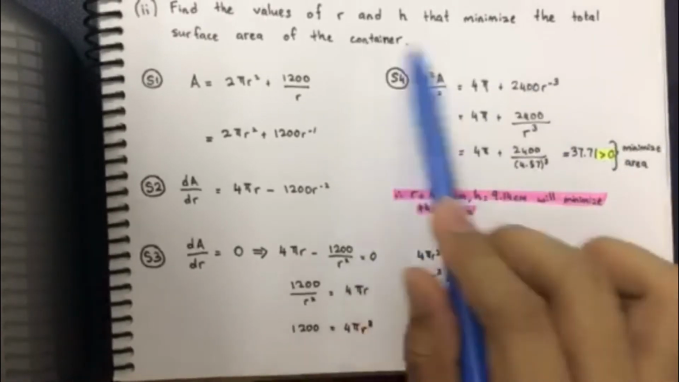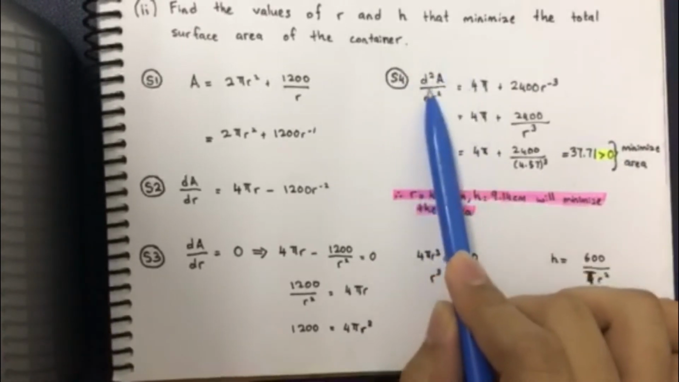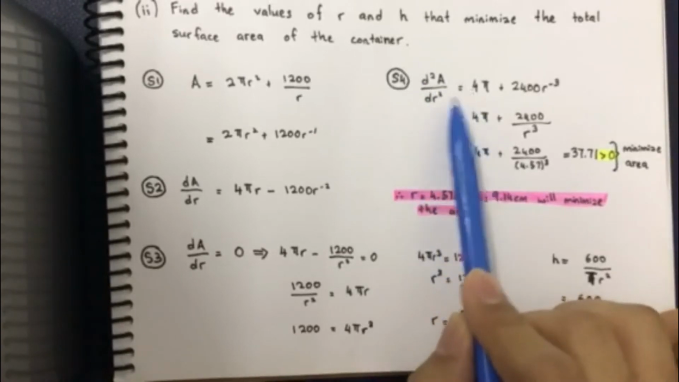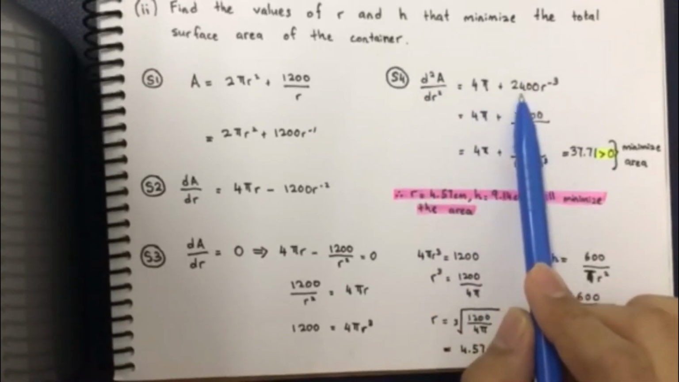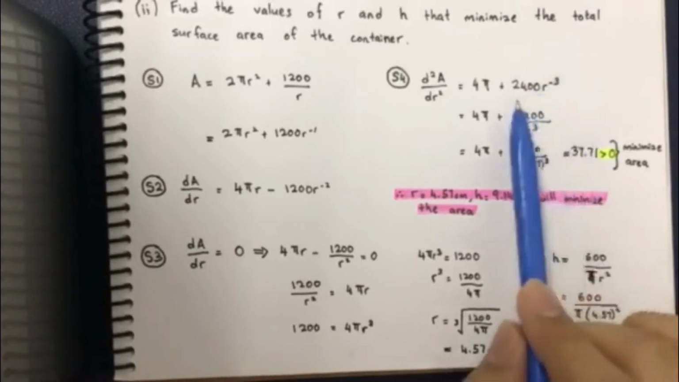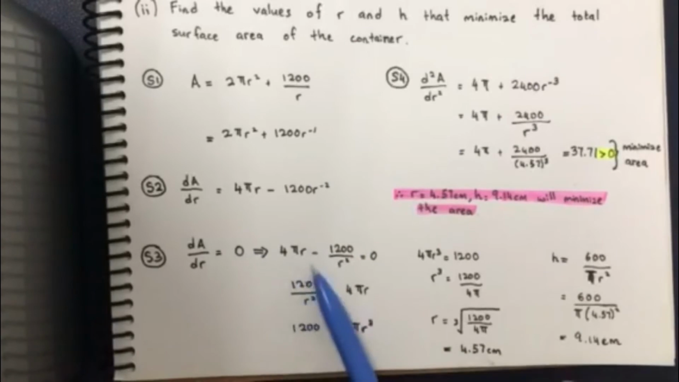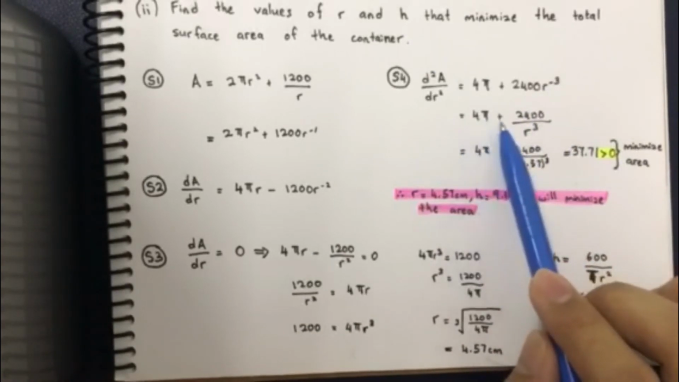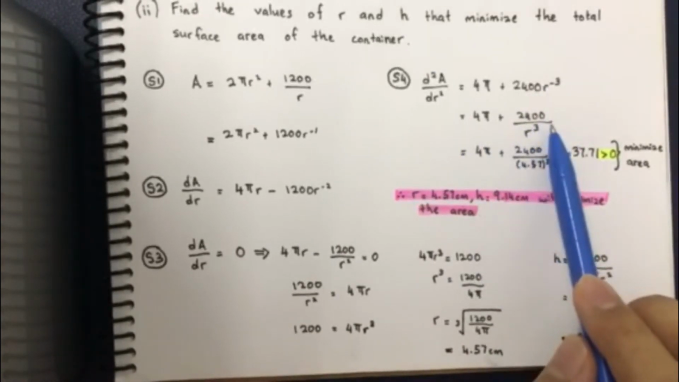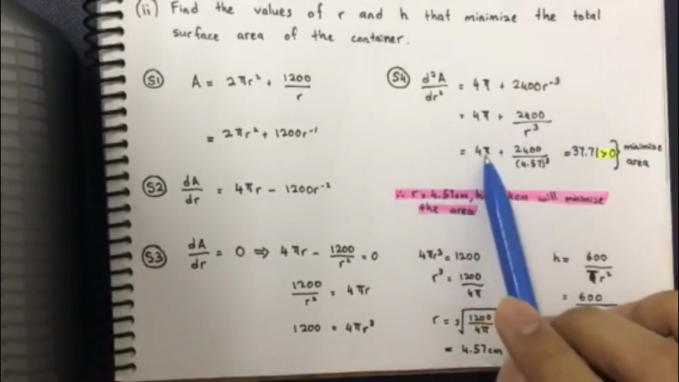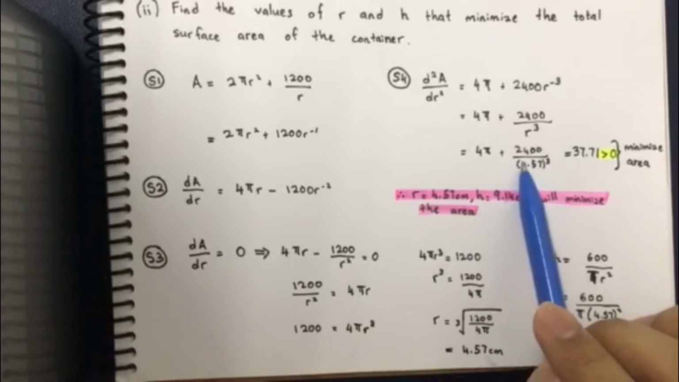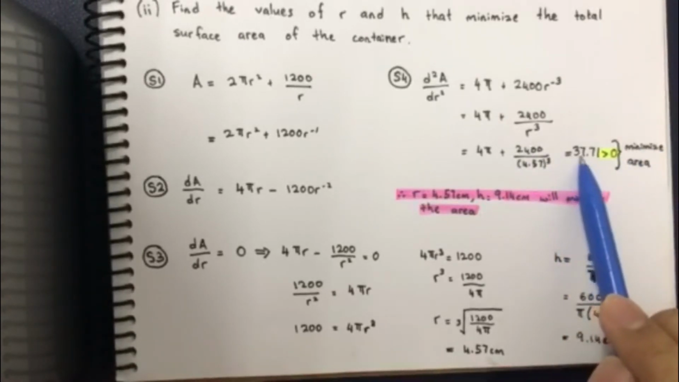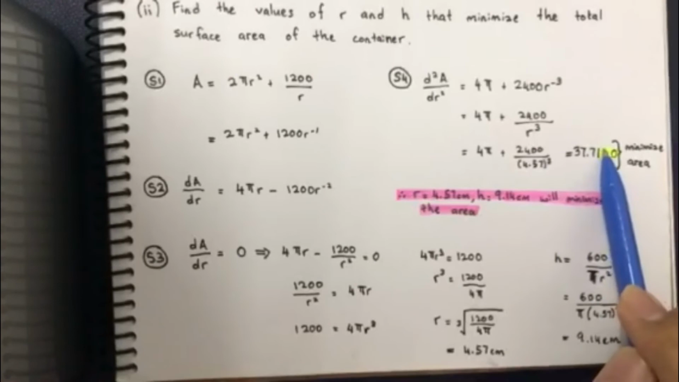For step 4, d square A over dr square is equal to 4 pi plus 2400 r to the power of negative 3, which is the second derivative. It equals 4 pi plus 2400 over r cube. Substituting 4.57, we get 4 pi plus 2400 over 4.57 cube, which equals 37.71, which is bigger than 0.